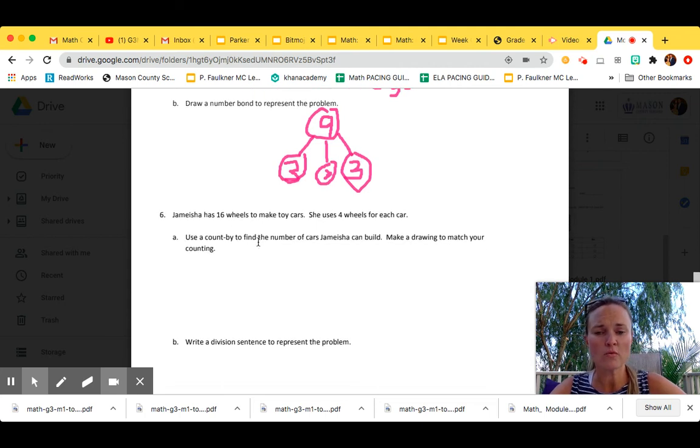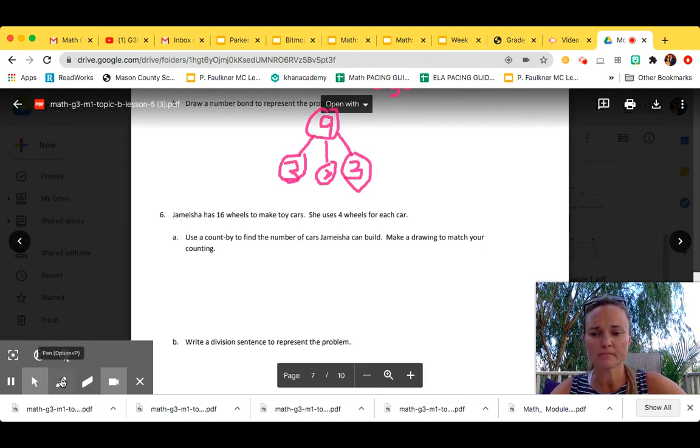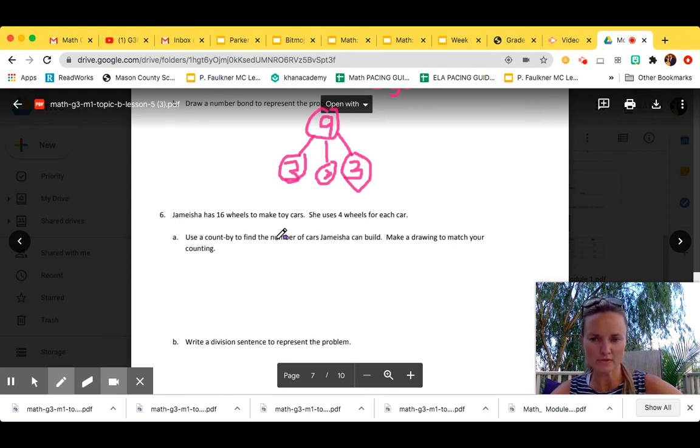All right, looking at number 6, it says Misha has 16 wheels to make toy cars. She uses 4 wheels for each car. Use a count by to find the number of cars Jamisha can build. Make a drawing to match your count. So we know that she has 16 wheels and 4 wheels for each car.